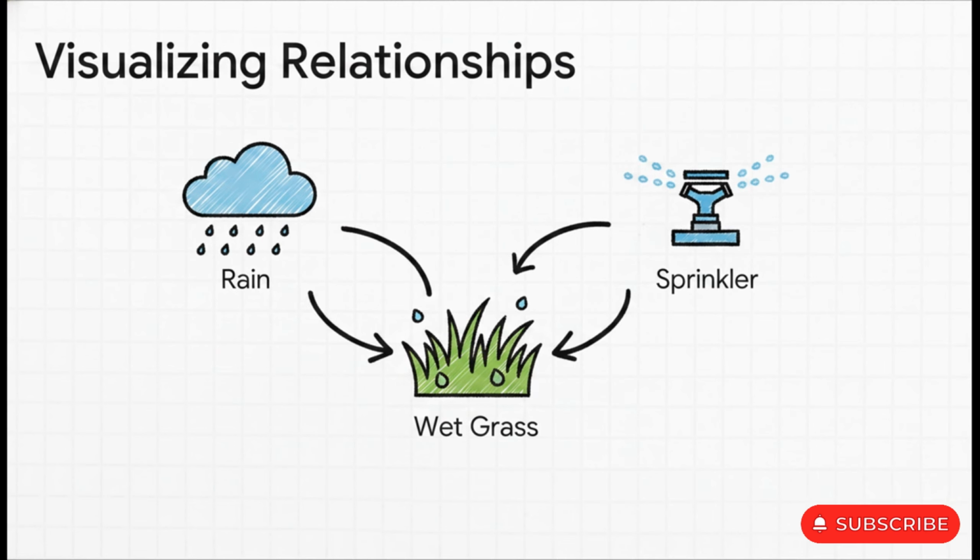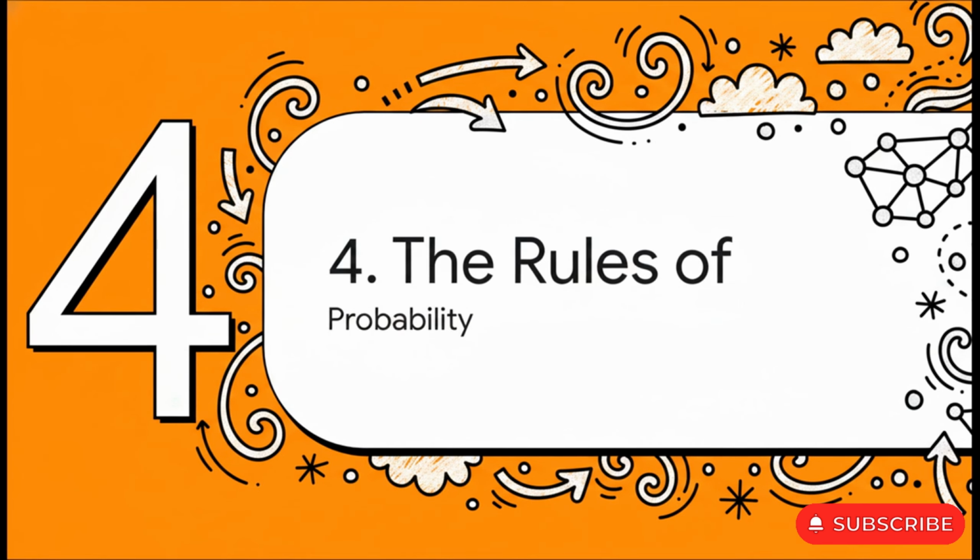We've made our DAG. Okay, so we have our visual map of what affects what. But a map isn't much good without distances or details.